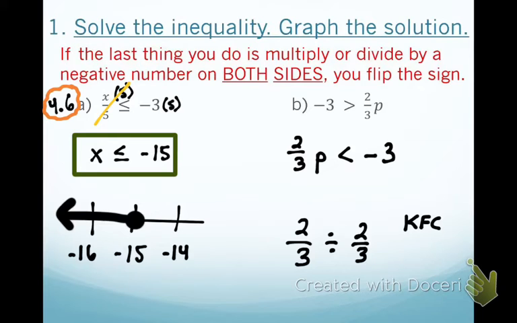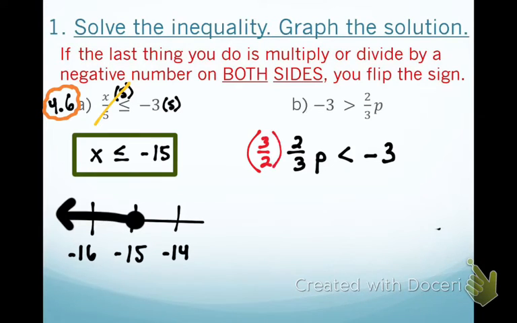So if I were to do all of that, that means I'm going to multiply by the reciprocal. Okay, so I can skip this whole step down here, and instead I'm just going to multiply by the reciprocal on both sides. What is the reciprocal, guys? 3 halves. Okay, what happens on the left-hand side? It cancels out, and I'm left just with P is less than.